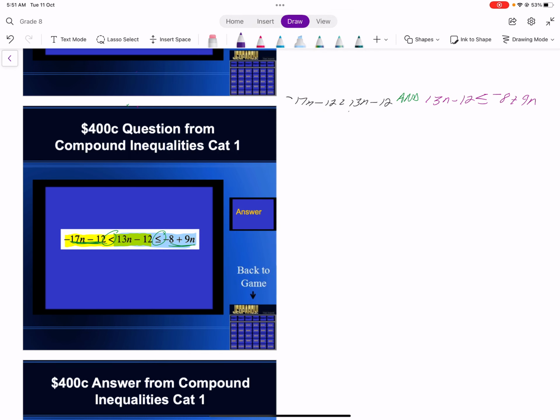So I'm just going to move my variables to the left-hand side, because that's just the way I like to solve them. So I subtract 13n from both sides, and I get negative 30n minus 12 is less than negative 12. Then I'm going to add over my 12 to both sides, because once I move my variables to the left, I need to move my constants to the right. So negative 30n is less than 0.